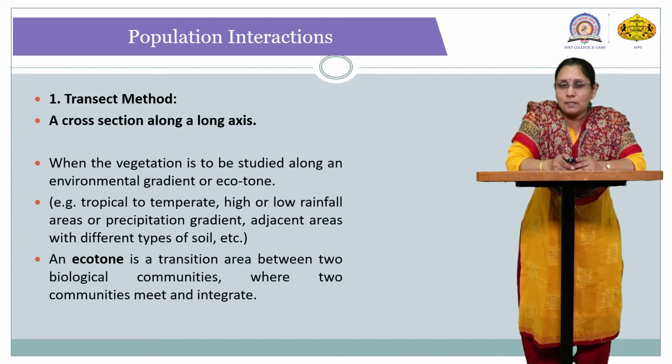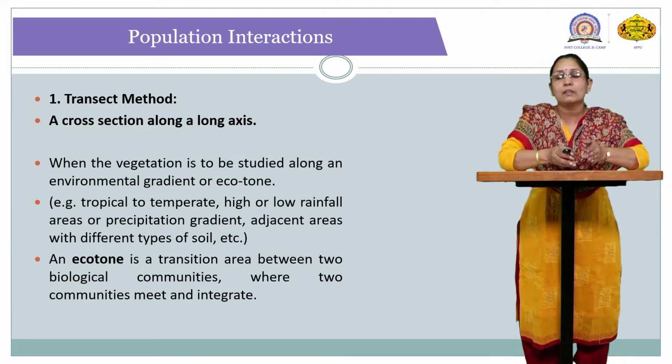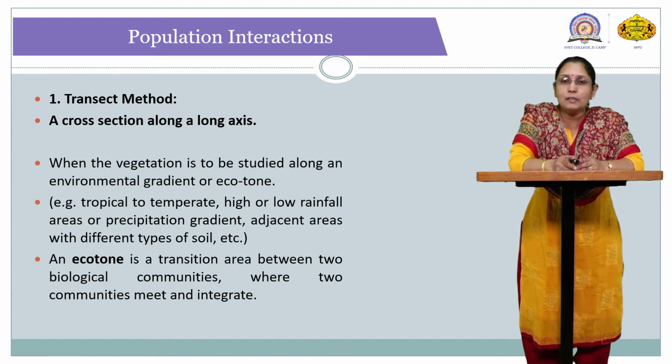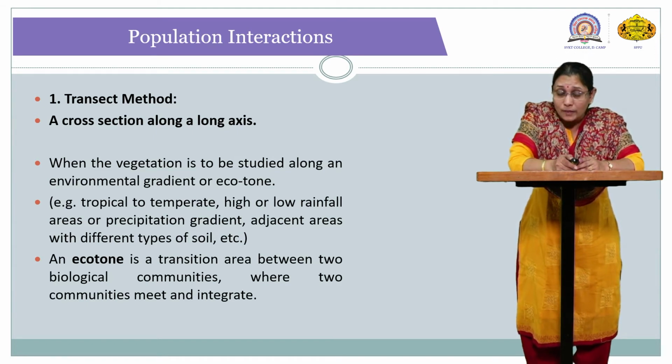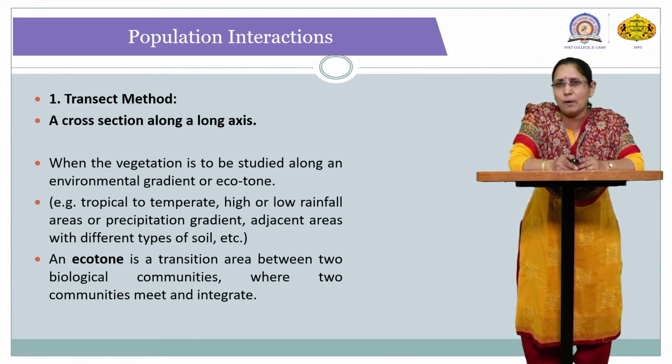What happens in the transect method? In the transect method, the vegetation is studied along an environmental gradient. Especially the vegetation in a particular ecotone or environmental gradient can be well studied with the help of this transect method.